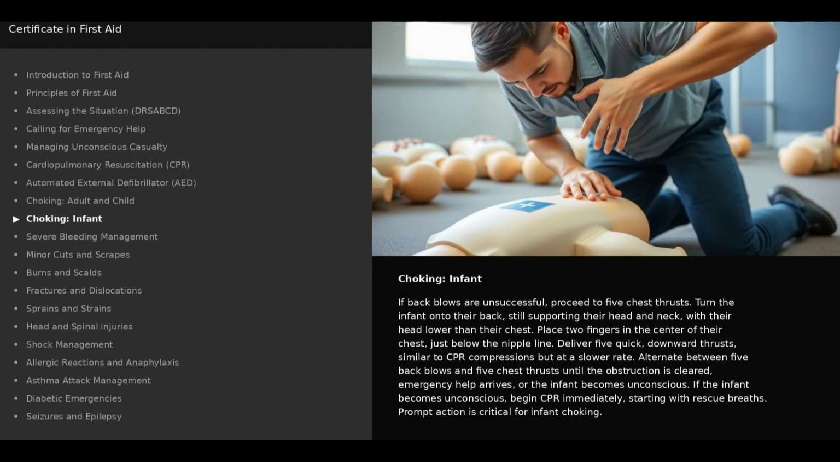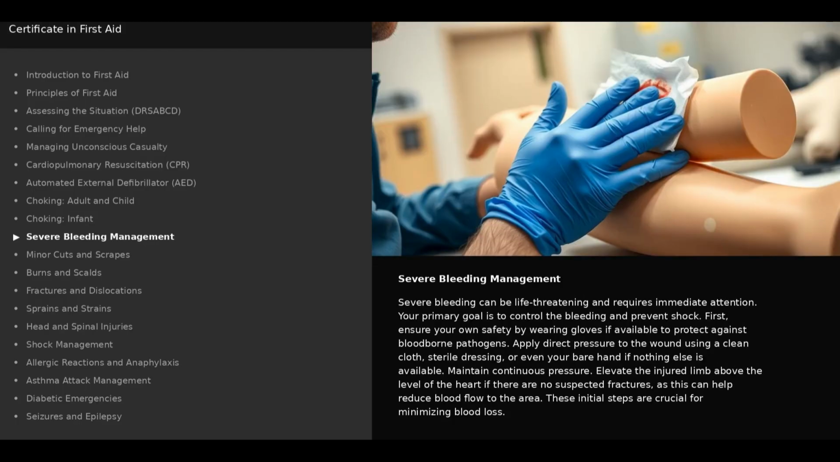If the infant becomes unconscious, begin CPR immediately, starting with rescue breaths. Prompt action is critical for infant choking. Severe bleeding management. Severe bleeding can be life-threatening and requires immediate attention. Your primary goal is to control the bleeding and prevent shock.